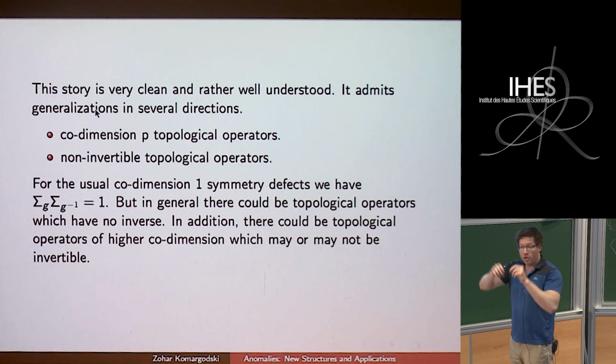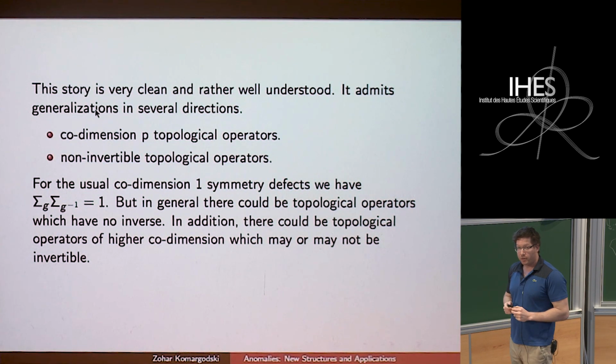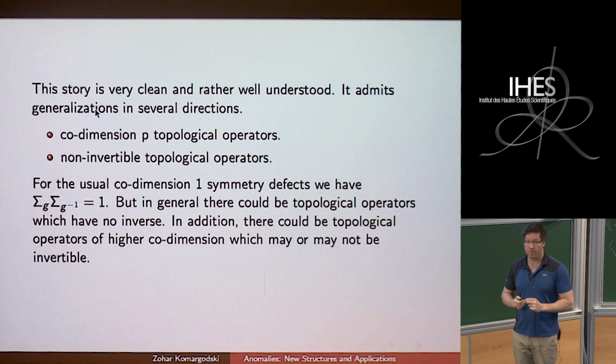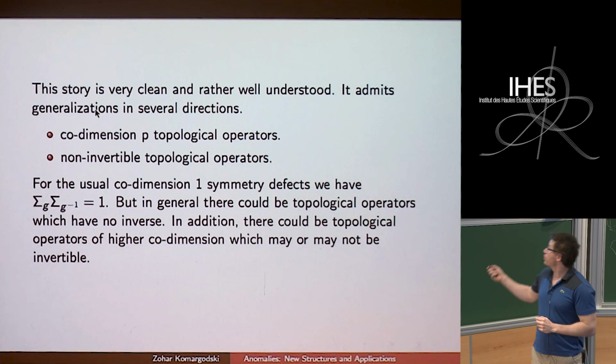One is when there are topological operators which are not codimension 1. So they could be codimension P. They have nothing to do with ordinary symmetries, but they still may exist. There could be gauge theories or interesting quantum field theories or even lattice systems where there are topological codimension P operators. This is called in the literature higher symmetry.